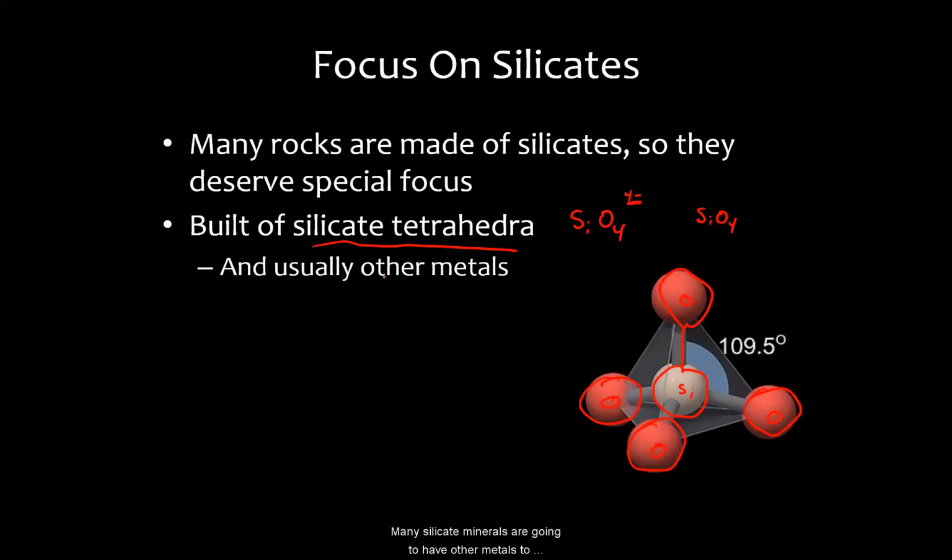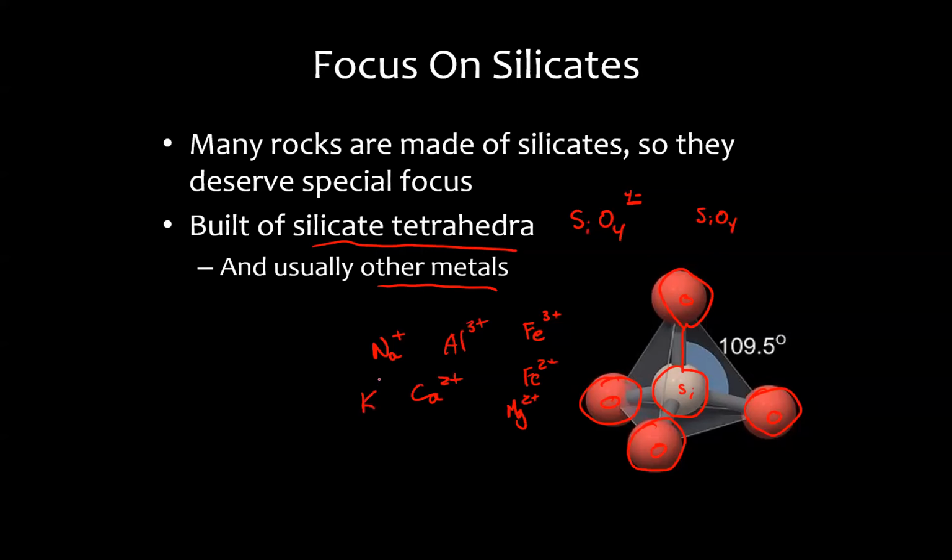Many silicate minerals are going to have other metals to balance this out. They'll have other metals like iron with a positive charge. So cations of iron, sometimes 2+. You might have magnesium in there. You might have aluminum. You might have calcium. You might have sodium or potassium. These are some of the most common other metals that end up bound to these silicate minerals. And they are bound in a form where they have positive charge, where they are cations, to balance out the negative charge.